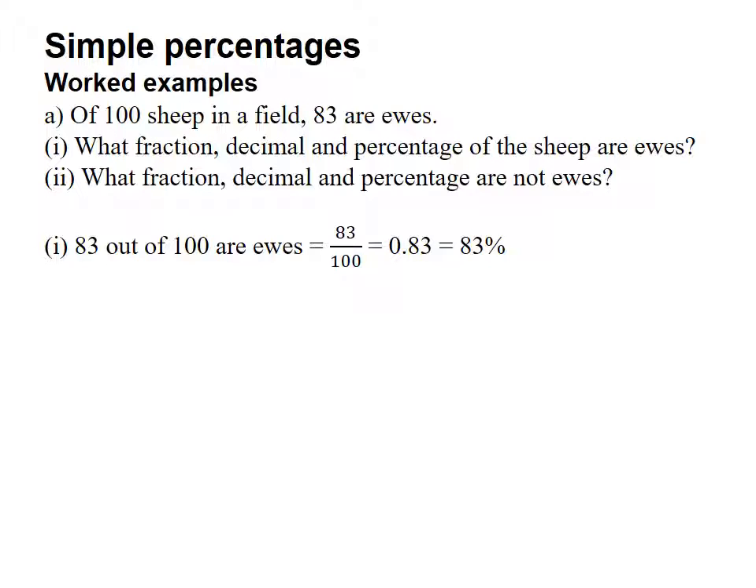And then we're asked to find the fraction, decimal and percentage that are not used. Well, it's the rest, isn't it? The rest out of the 100. So if 83 are used, then 17 must be not used. So the fraction is 17 over 100, or 0.17. And 0.17 is just 17%, 17 out of 100.